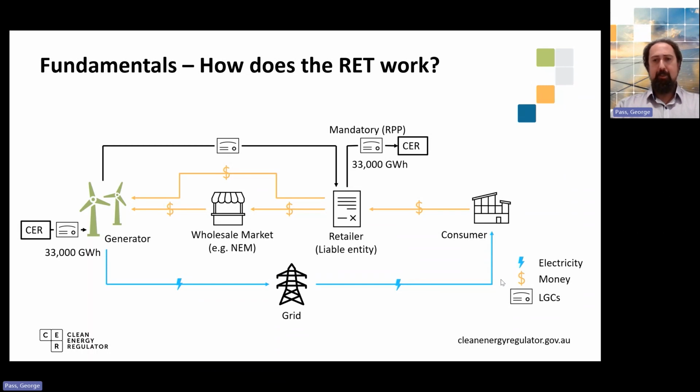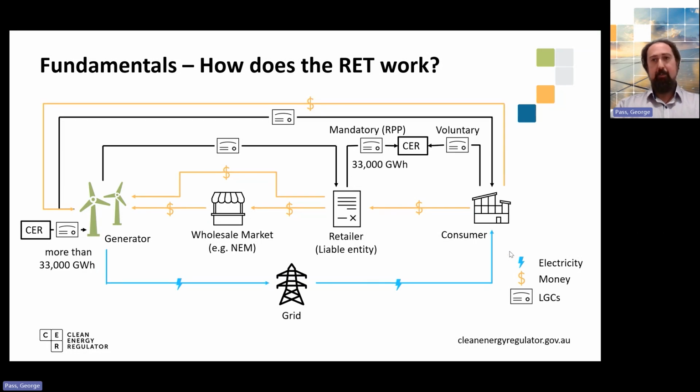But what if we wanted to purchase more electricity beyond the renewable energy target? This is where the voluntary market comes into play. So in addition to the obligatory 18 to 19% that retailers cover with LGC surrenders, consumers have the option of buying LGCs directly from generators and voluntarily surrendering these to the CER.